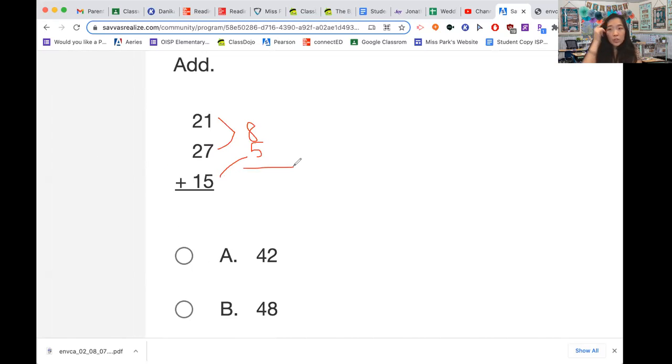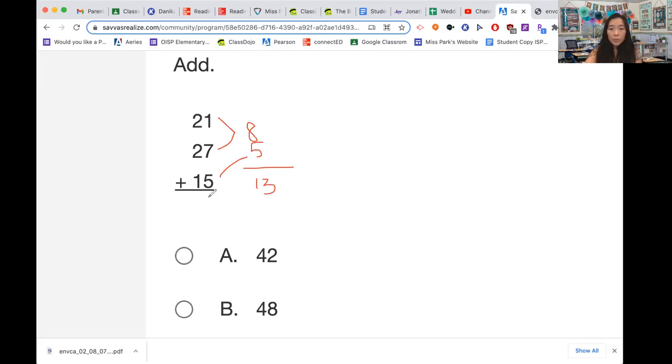If that's too confusing to do in your head, you can count on. Say 8 and then count on. 8, 9, 10, 11, 12, 13. So say 8, put up 5 fingers and then count on. 8, 9, 10, 11, 12, 13. So our answer is 13.